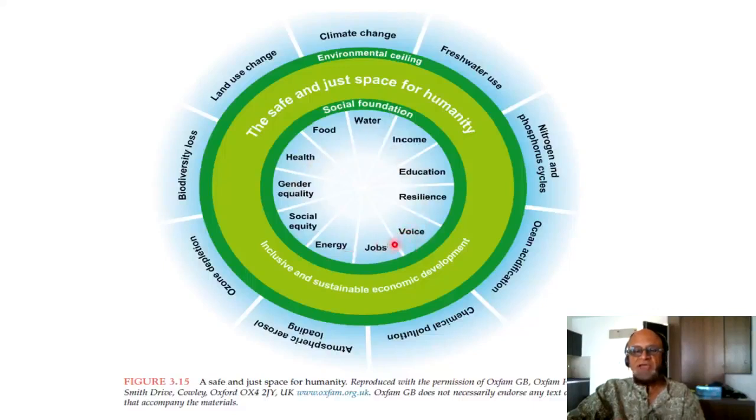So here we are looking again at the social foundations in terms of food, water, income, education, resilience, voice, jobs or agency, energy, social equity, gender equality, health, and then outside you have inclusive and sustainable economic development, which is what we are discussing in this course as a whole. And then you're thinking about a safe and just space for humanity as a whole, and you're putting the planetary boundaries outside with climate change, freshwater use, nitrogen and phosphorus cycles, ocean acidification, chemical pollution, atmospheric aerosol loading, ozone depletion, biodiversity loss, and land use change here.